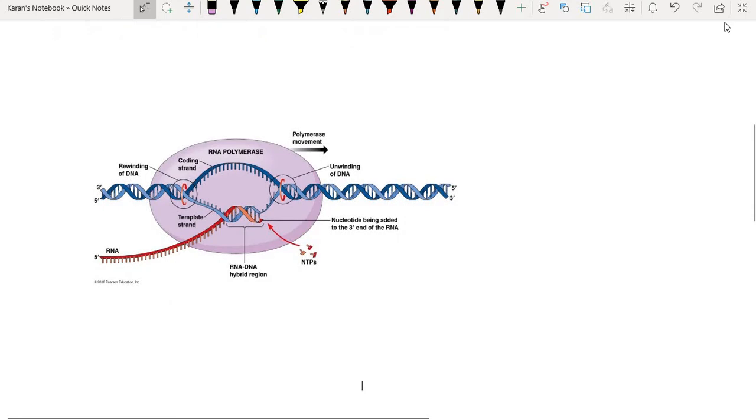Now here is the more detailed structure or diagram of the process of transcription. So here you can see an enzyme, RNA polymerase, which helps in the whole process of transcription, and this arrow shows the movement of the polymerase enzyme.